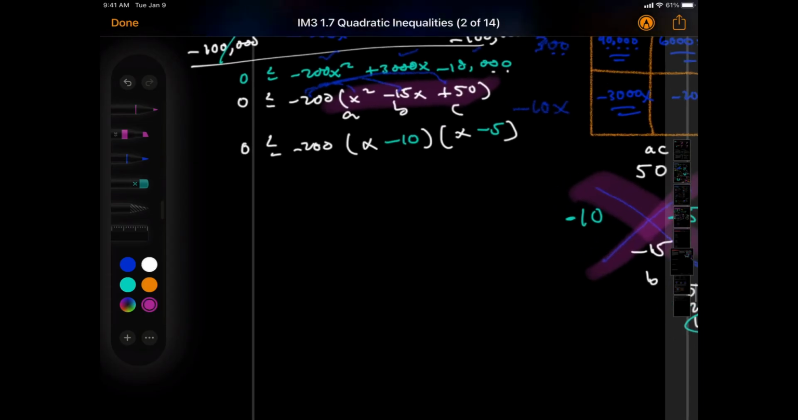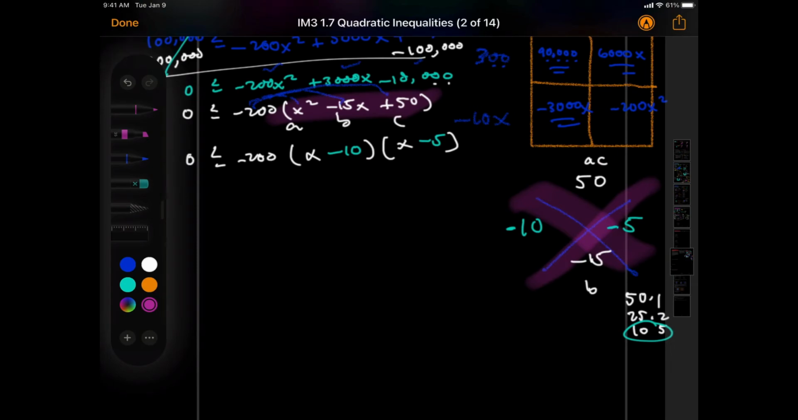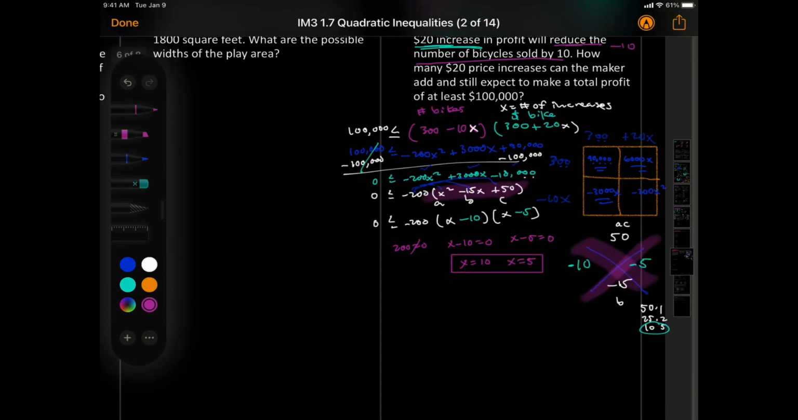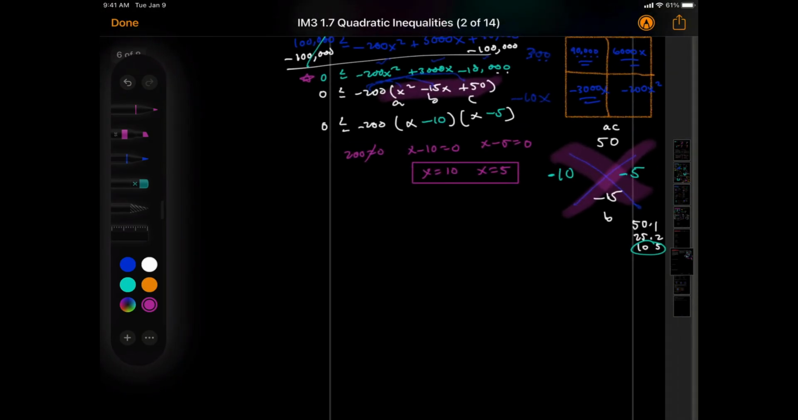Okay, here I'm going to apply the zero product rule, and we basically set each of these equal to 0. Negative 200 can never equal 0, so basically the negative 200 does nothing. x is equal to 10, and x is equal to 5. Let's review what we've done so far. We've written a quadratic inequality. I have that up here where the star is. And then we basically solved it. Now we need to put this on a quick number line.